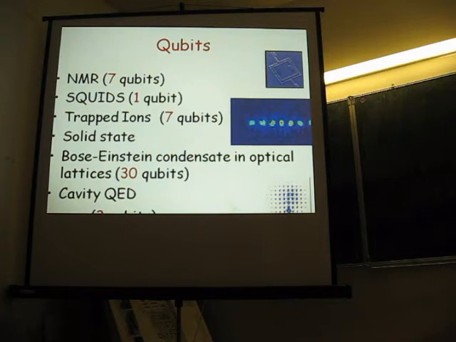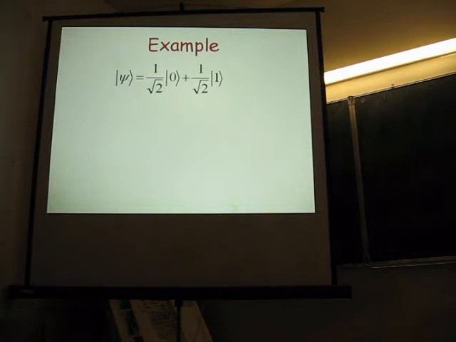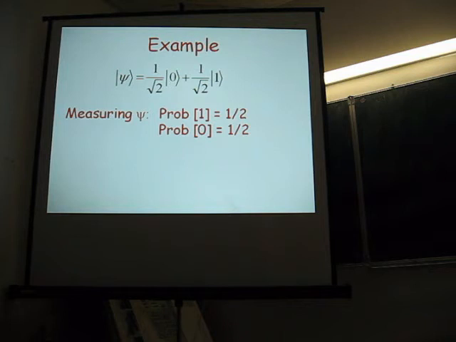But my talk will not be about the physical implementation, but about the things that you could do with these qubits once they are available. Let's take another example, just for the fun of it. Here I have a qubit which has an equal amount of 0 and 1. Note that 1 over square root of 2 squared is a half, so a half will be the probability that I observe the 0, and also a half the probability that I observe a 1.